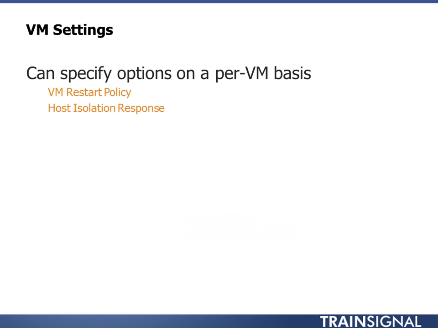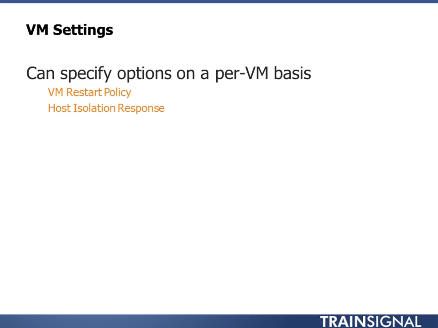VM settings can specify options on a per VM basis. So within HA, we can dictate a few things: VM restart policy and host isolation response. So you can say, if this host fails and you have to restart these VMs, this one's high priority, that's medium priority, that's low priority, and don't bother restarting that guy. We don't like that guy, so don't restart him.